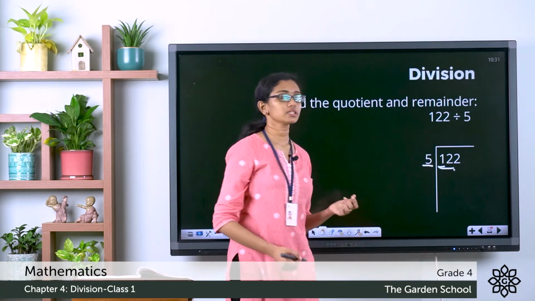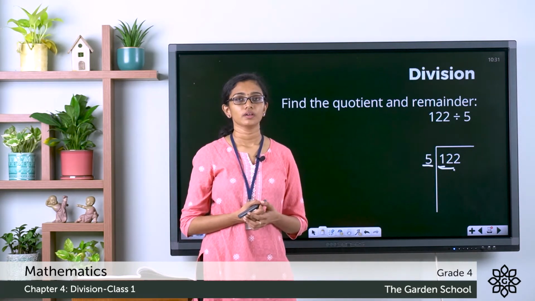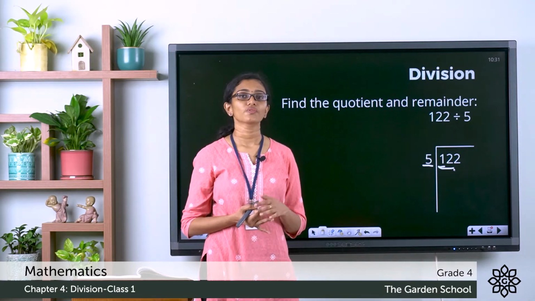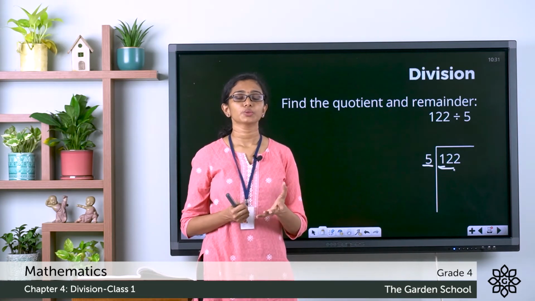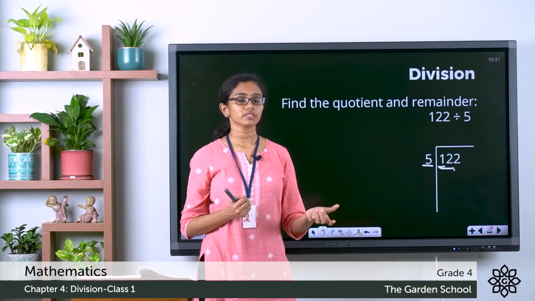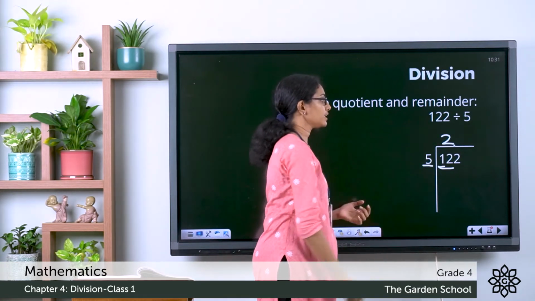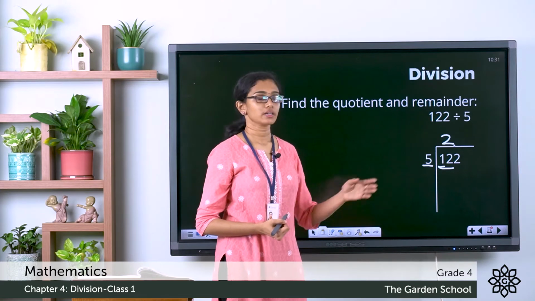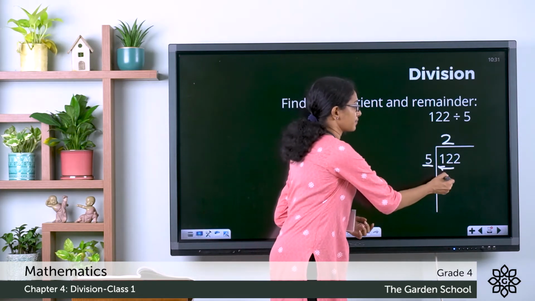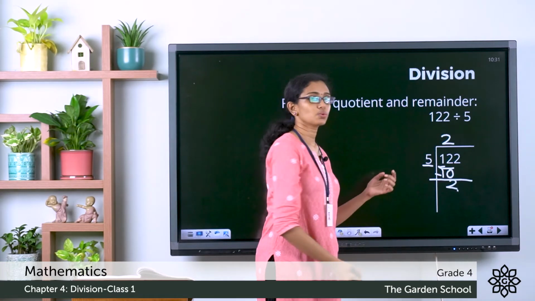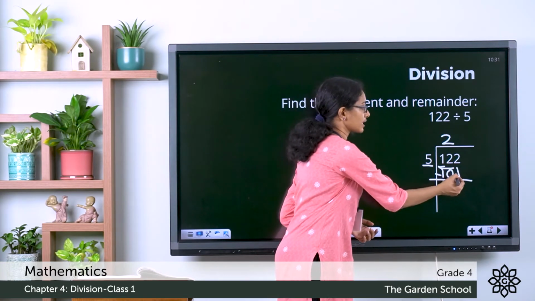So now the number is 12. How many 5s are there in 12? 5 1s are 5, 5 2s are 10, 5 3s are 15. So there are only 2 5s. Let's write the 2 here. Now multiply the quotient and the divisor. 2 5s are 10. Write it here. Now subtract these two numbers. You get 2 here. Now bring down the next digit.